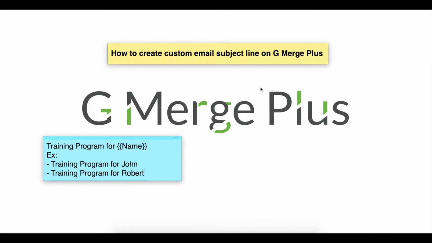In today's video tutorial, I'll walk you through how to create custom email subject lines on Gmerge Plus. What we want to achieve is to have a subject line that would be dynamic and take information from another cell in your spreadsheet. In this example, it would be training program 4, then the dynamic information, which would be name. This involves taking information from a column, and I'll show you how to set this up.